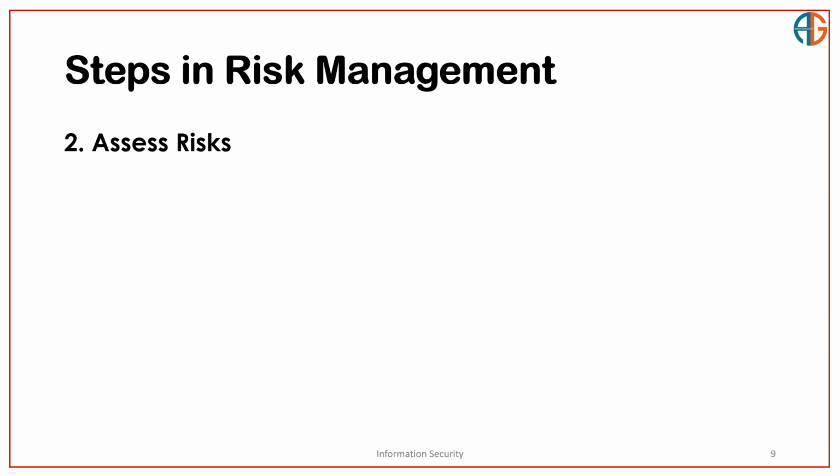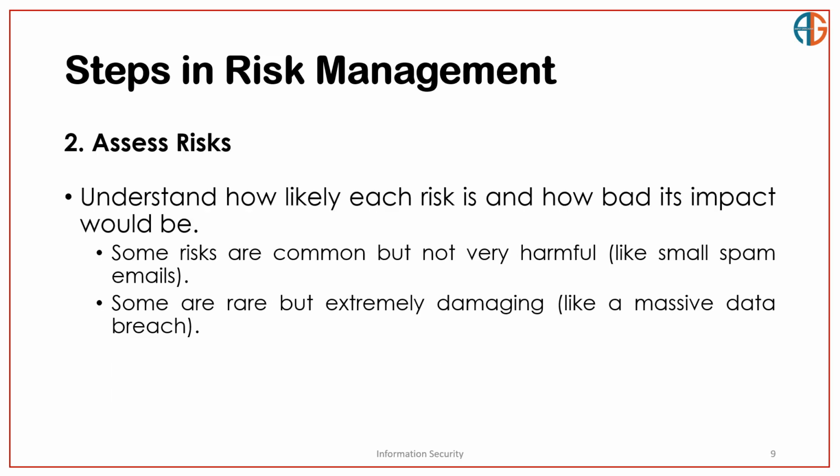The next thing, the second one, is assessing the risk. This means understanding each risk: what the characteristics of each risk are, how bad it is, and what bad impact it can create for the organization. Some risks can be common risks which are not much harmful, but some risks will be extremely damaging, and they may create extreme damage to the information systems. Those should be assessed and understood.